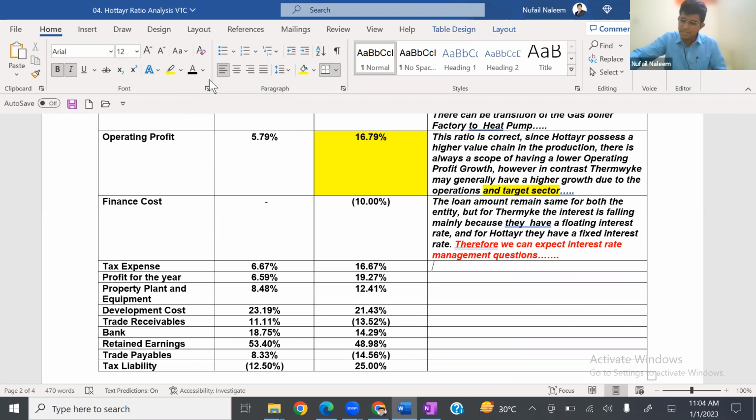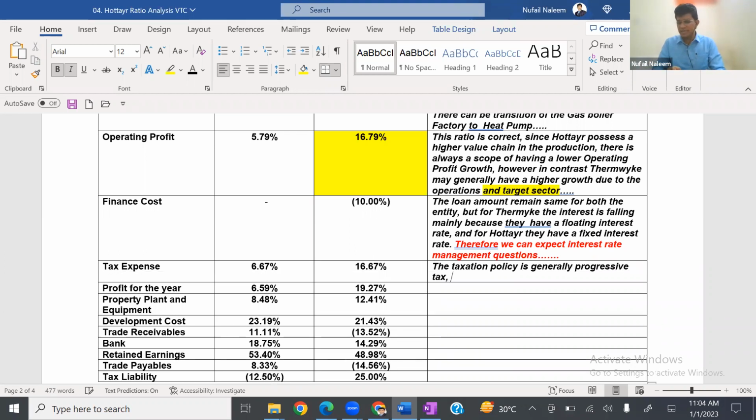So students, can I get a confirmation from you all in the chat box if you are clear with the taxation policies? So I will just work on that. I'll write down here the taxation policy. The taxation policy is generally progressive tax. Understand it very, very clearly, students.